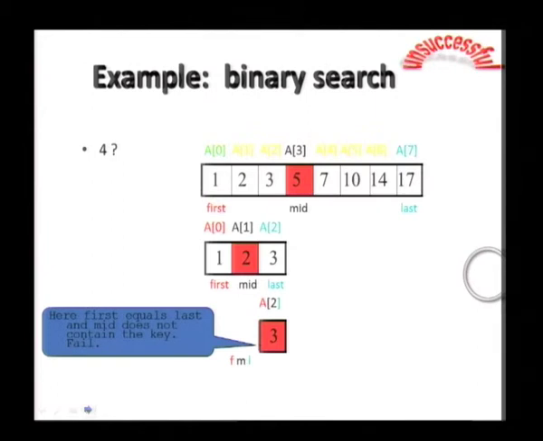Here is a case where first exceeds the value of last in the next iteration, and the key is not present here. So, this can also be checked. The focus now is to analyze binary search, which is the algorithm whose analysis we postponed.